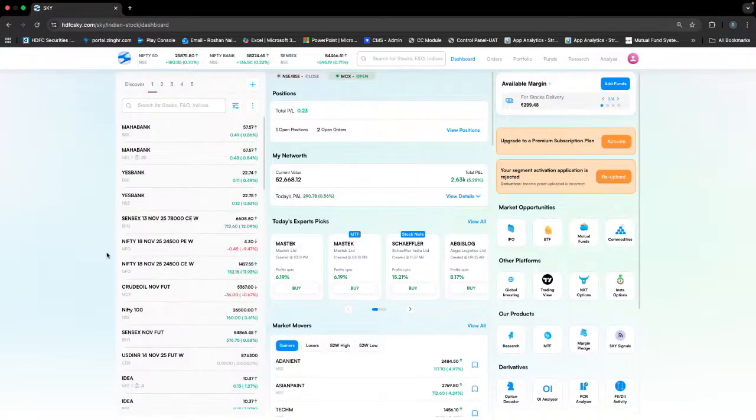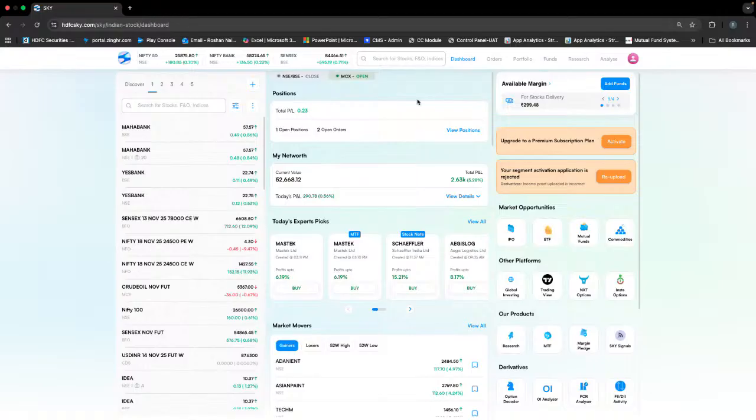Right? So for those of you who are new to this concept, MTF stands for margin trading facility. In simpler terms, you can buy shares or stocks for a lesser amount than you would usually pay. Right? I'll show you a live example and then I'll get into the details of how you can do it.